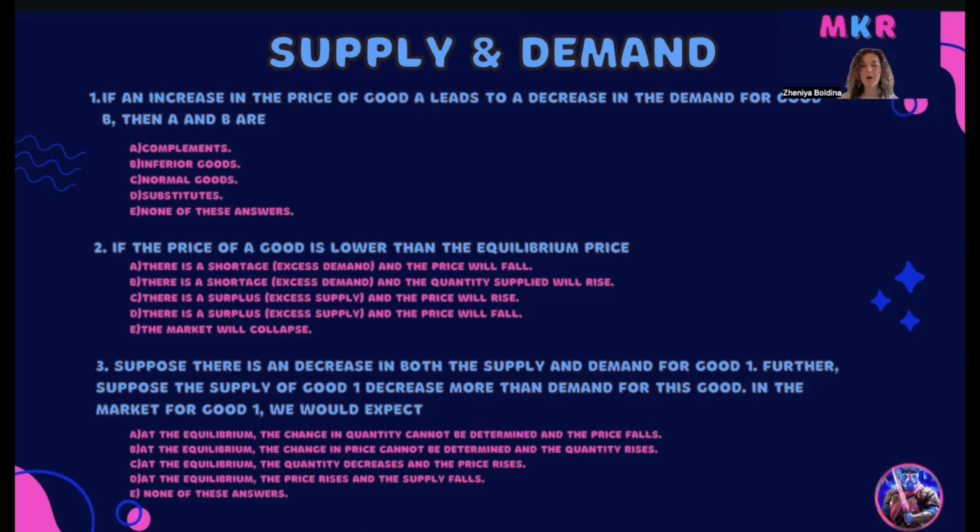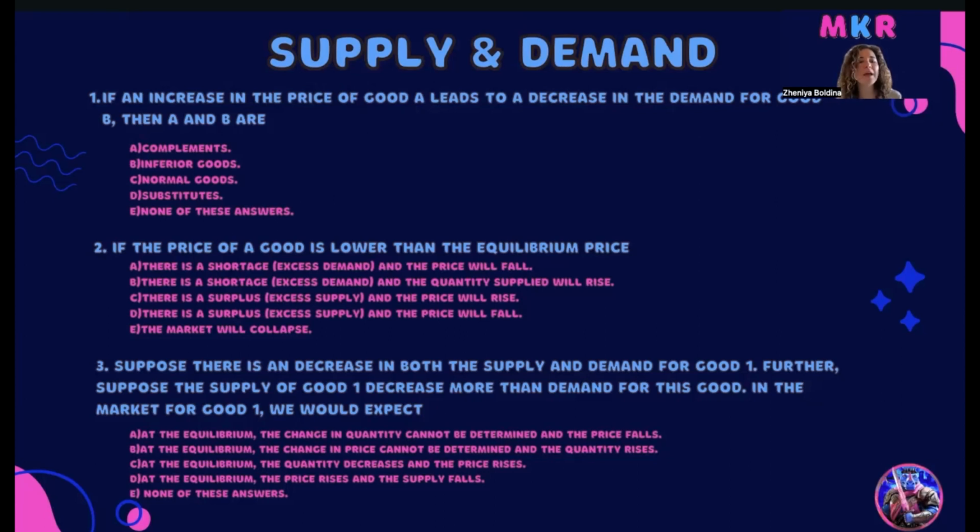It would have been the opposite case for substitutes, when, for instance, the price of good A, which could be Pepsi, increases, and then the demand for good B, which would be Coke, also increases. In this case, they are substitutes, because you're just substituting one good for another. But since it's not the case for this problem, it has to be A.